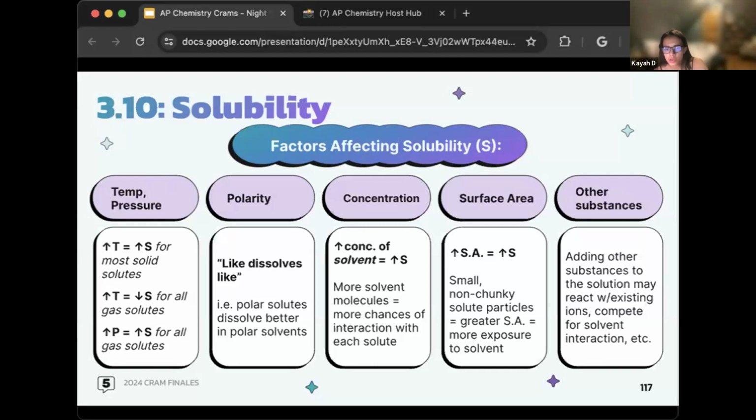And then other substances. Adding other substances to a solution may react with the existing ions, and may involve them in competing for solvent interaction, etc. And this is determined on a case-by-case basis, whether it improves solubility or decreases solubility.